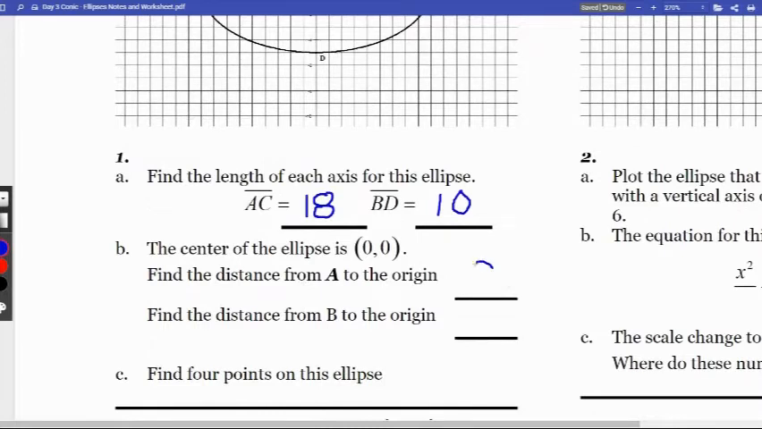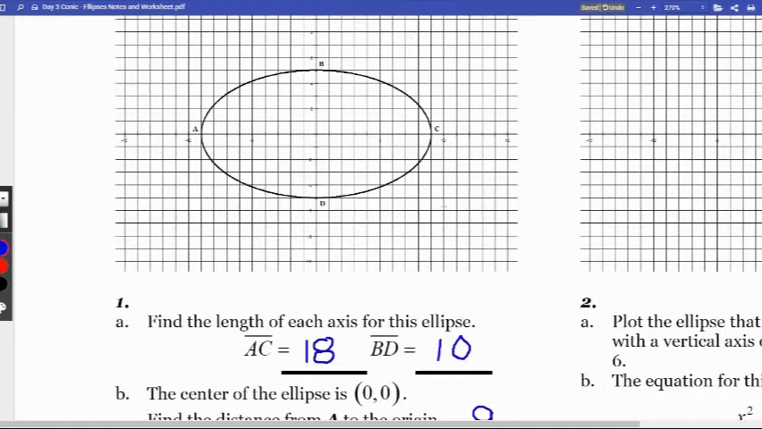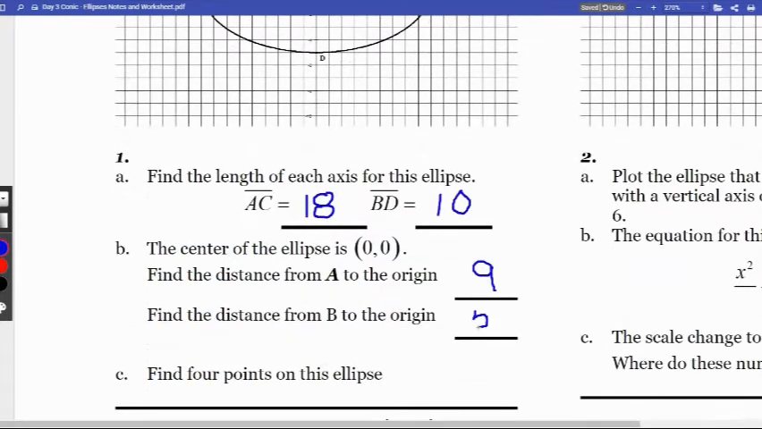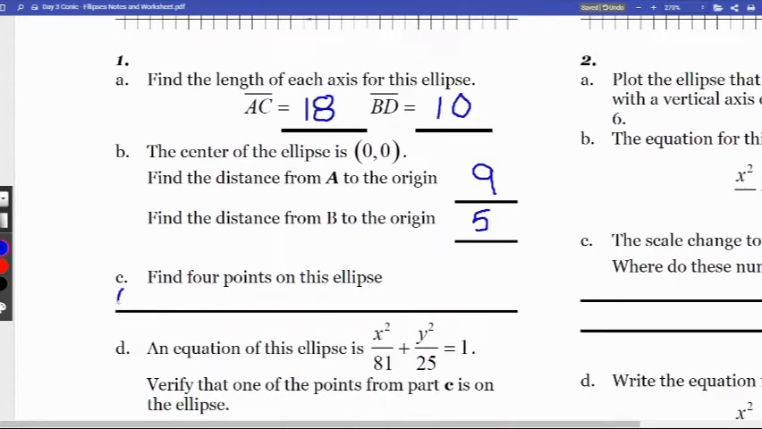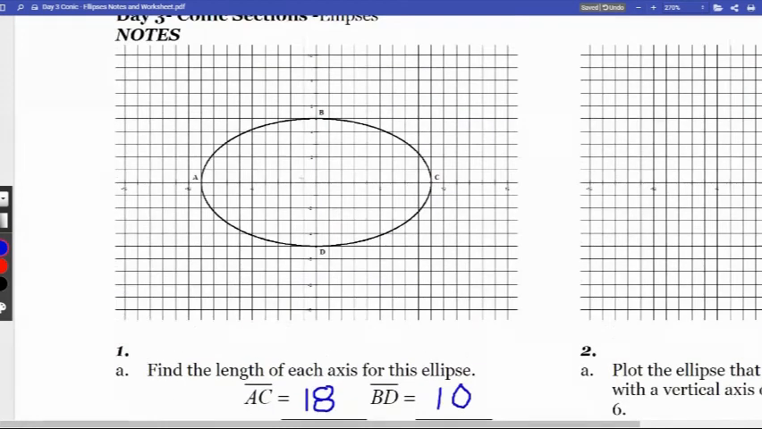And then vertically, again, the axis has a length of 10, but the distance from a point on the minor axis to the origin is half of that, or 5. And so for points that are on the ellipse, this is similar to what we did with circles. We could either go straight up, straight down, straight left, or straight right to get these 4 points.